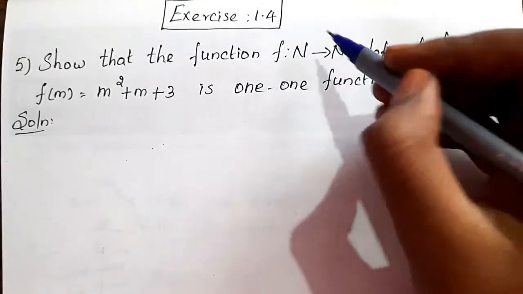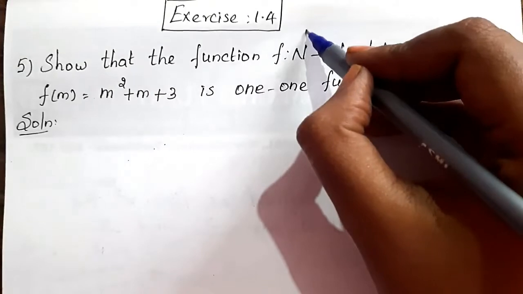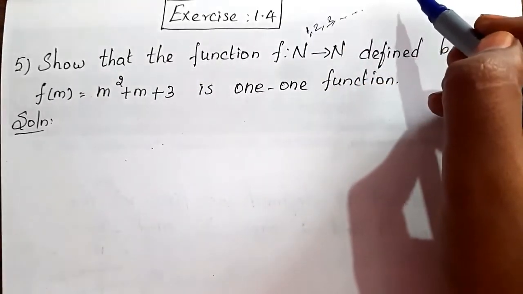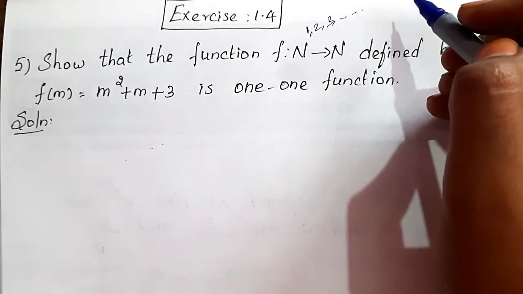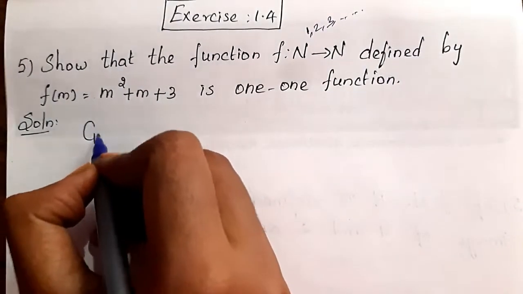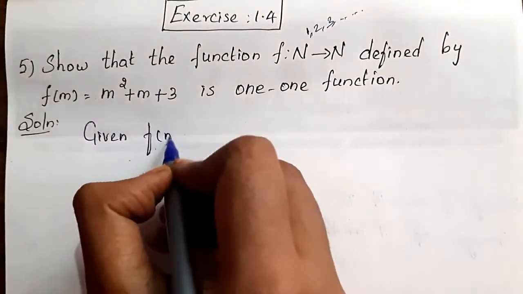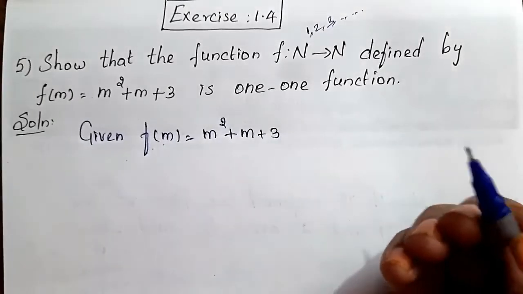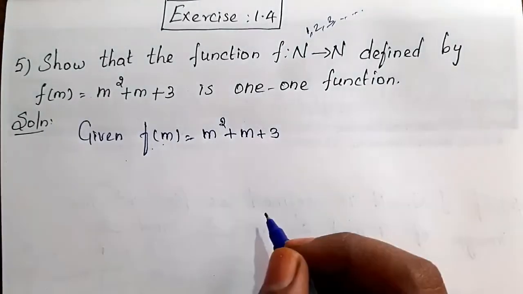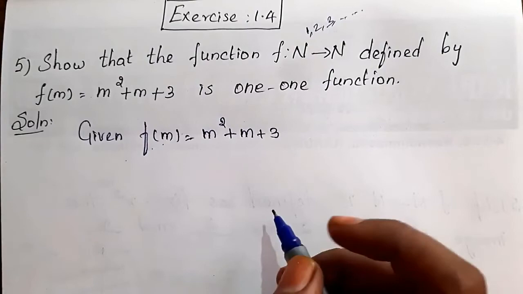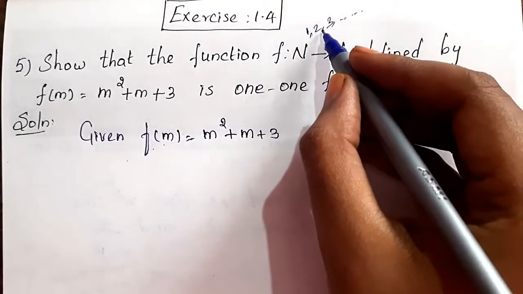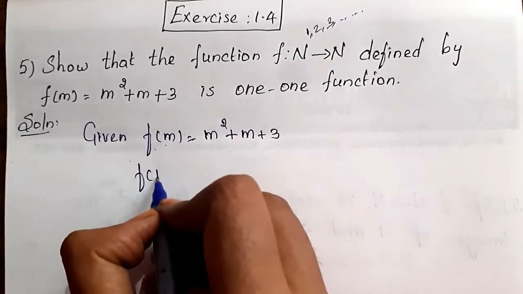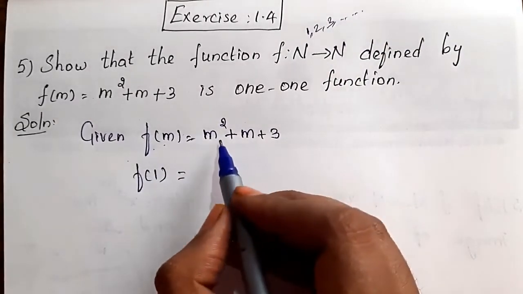So N to N, natural number to natural number. Natural numbers start from 1, 2, 3, etc. So there are an infinite number of them. Just we can find out 5 values. So first write the given: f of m equal to m square plus m plus 3. Okay. Next, we can find the values one by one. First we can apply 1. Next we can apply 2, 3, 4. Up to 5 we can find out. That's enough.